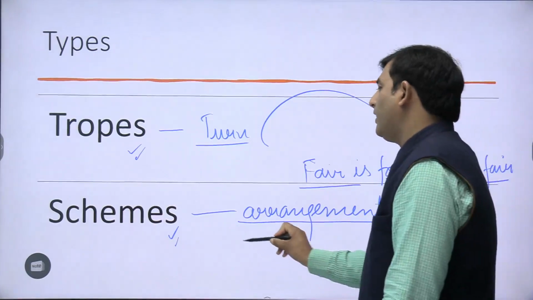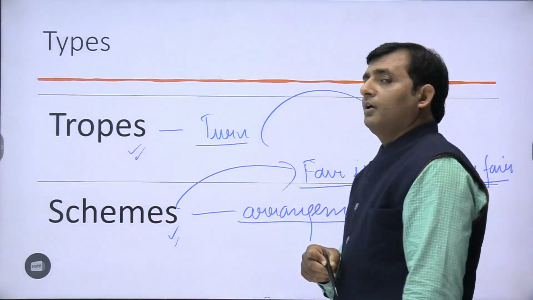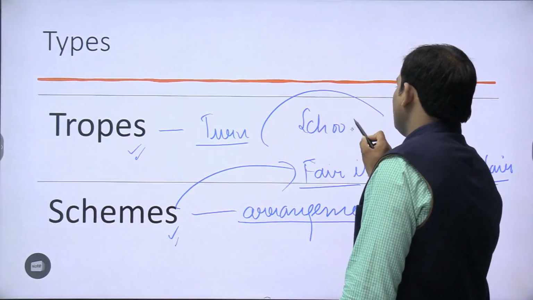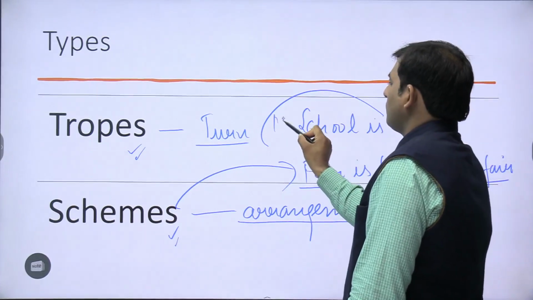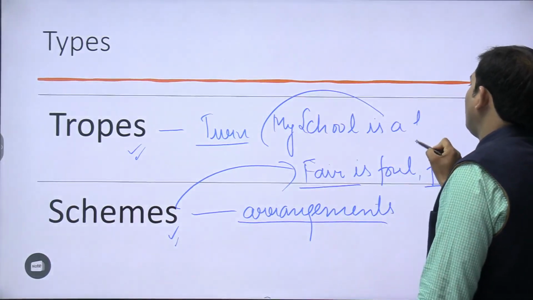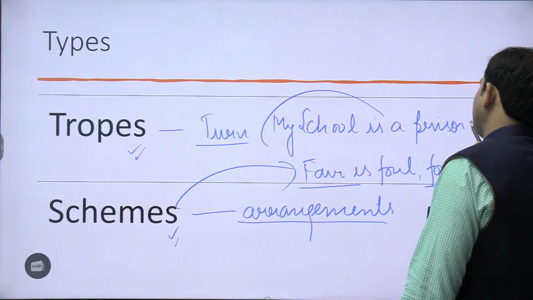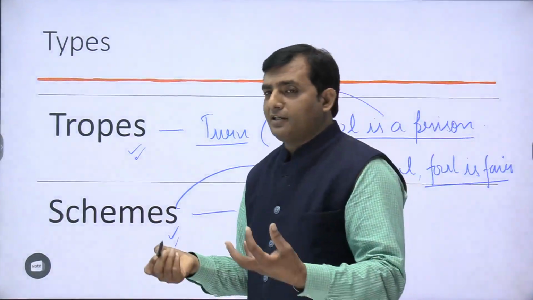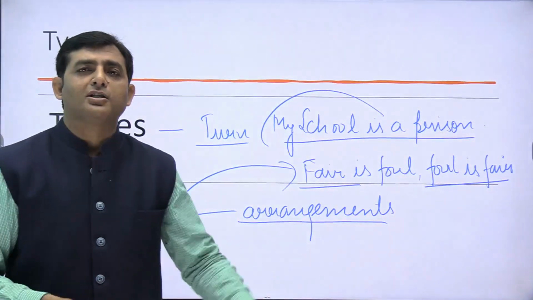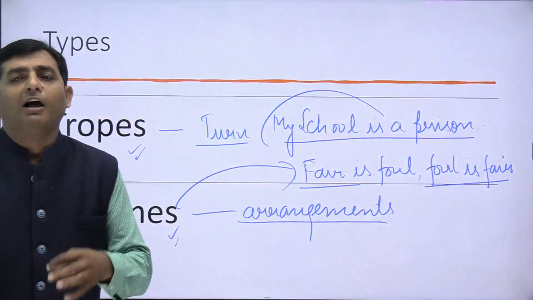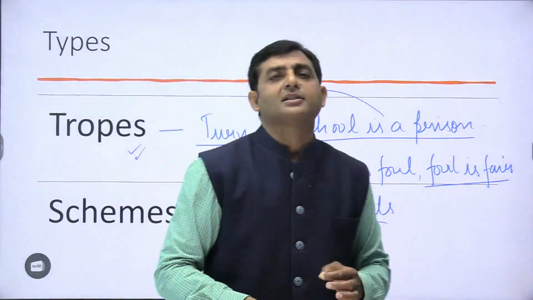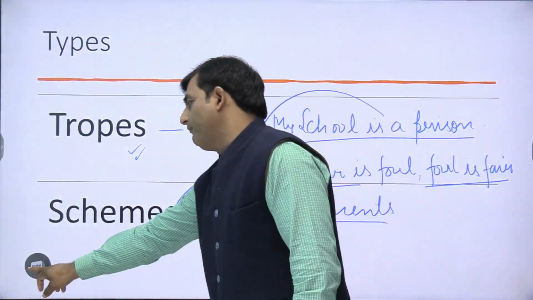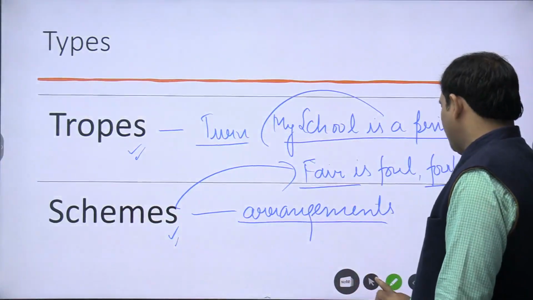Reverse कर दिया गया है. This is called scheme. Right? And when you say that my school is a prison house, it is a prison, it is a jail, then you don't have the arrangement of words, it is a simple sentence, but it connotes a different meaning. That is the example of tropes, right? Tropes and schemes, there are two types of figures of speech. Clear?